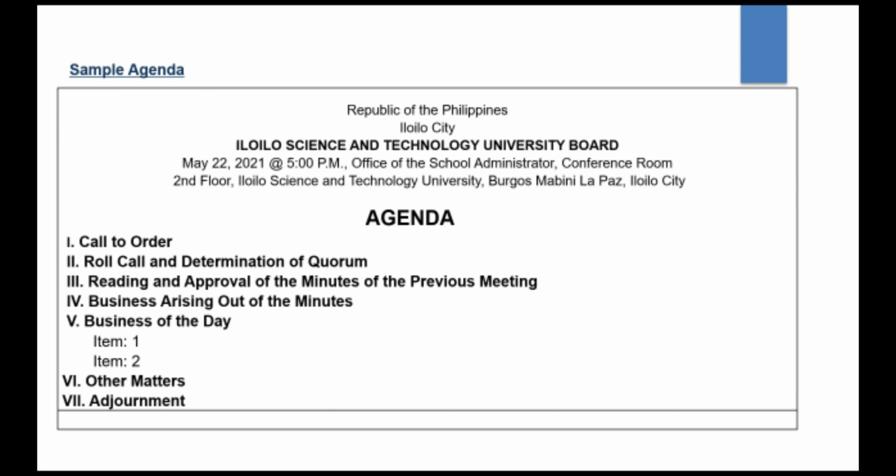Agenda is another document that is needed in order to achieve a meeting. In the agenda, it usually contains the format of meeting minutes. It also contains a heading which states the date, time, and location of the meeting to be held.